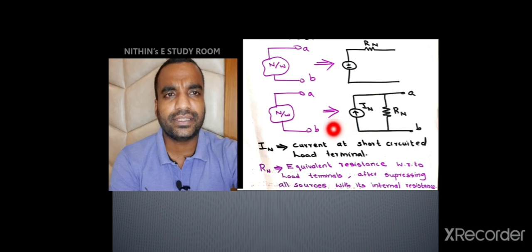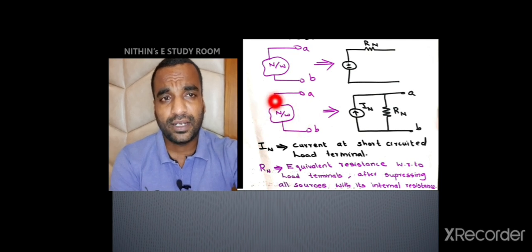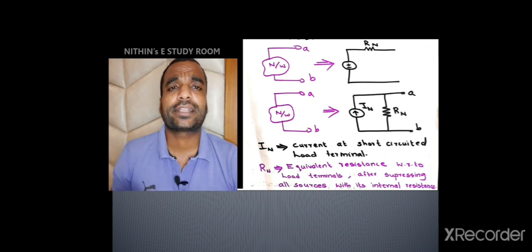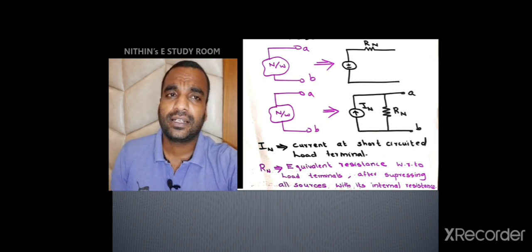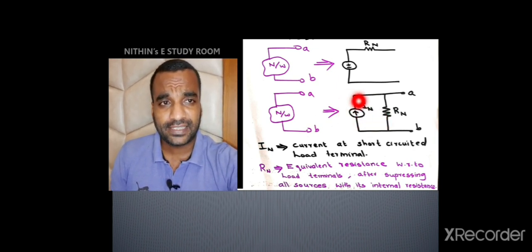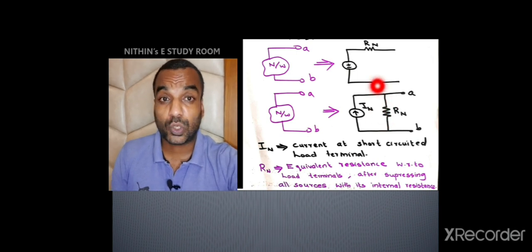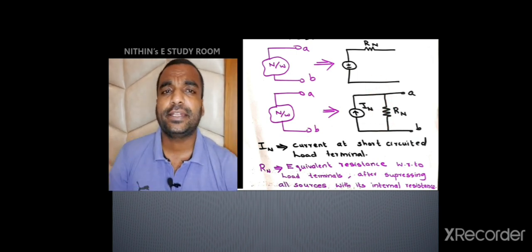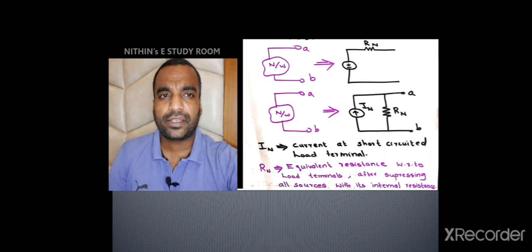In the second figure you can see a big network. I don't know what things are inside this network block. It may be energy sources, resistors, capacitors, etc. Whatever it may be, such a complicated network can be simplified into a simple network consisting of a single current source, and its value is IN. IN is nothing but I Norton, and a resistance RN, that is the Norton resistance. Then these both are connected in parallel across the same open-circuited terminals. Here in the first figure also we can see the terminals A and B are open circuited.